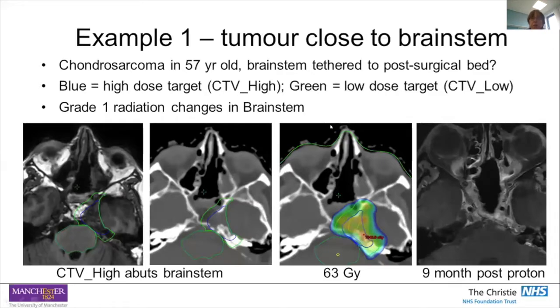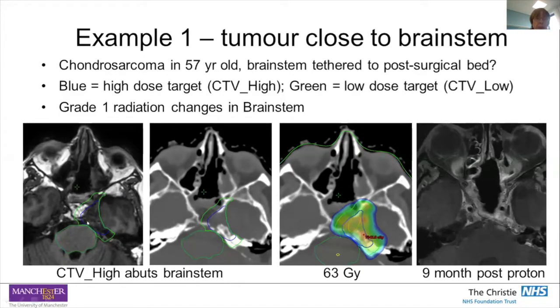I have a few examples. So this is an example of chondrosarcoma, which unfortunately was operated about 4 times at an outside centre before being referred to us. And unfortunately, after those multiple surgeries, although there was good resection of the tumour near the brainstem, a part of the postoperative tumour bed appeared to be tethered to the brainstem at radiotherapy planning. So what we're showing here in blue is our high dose target volume, and in green, an area that we're trying to treat lower dose.